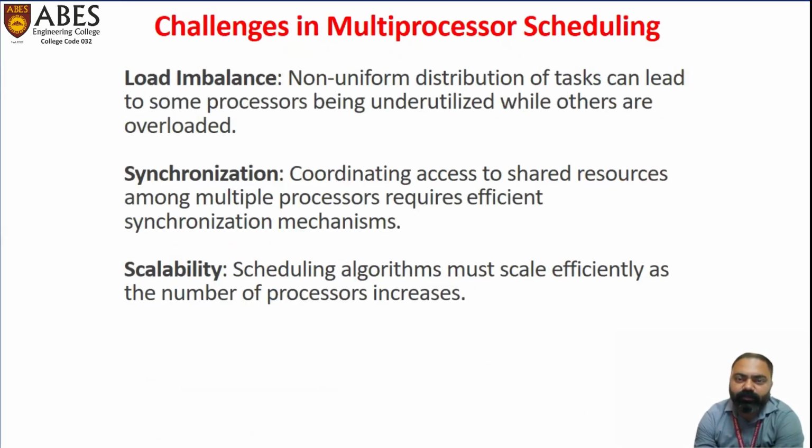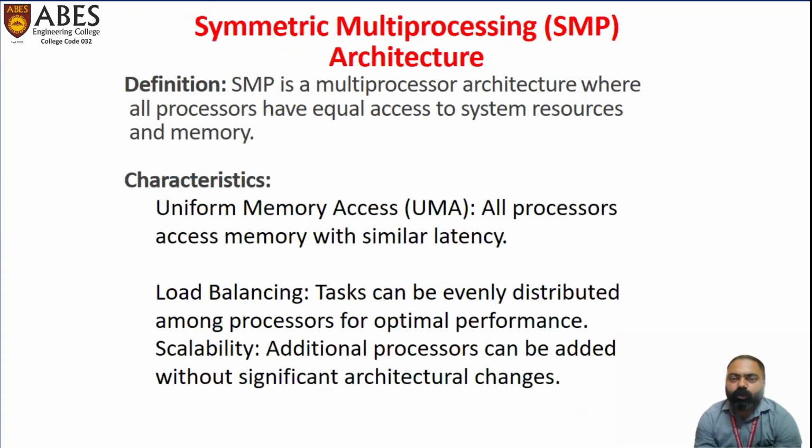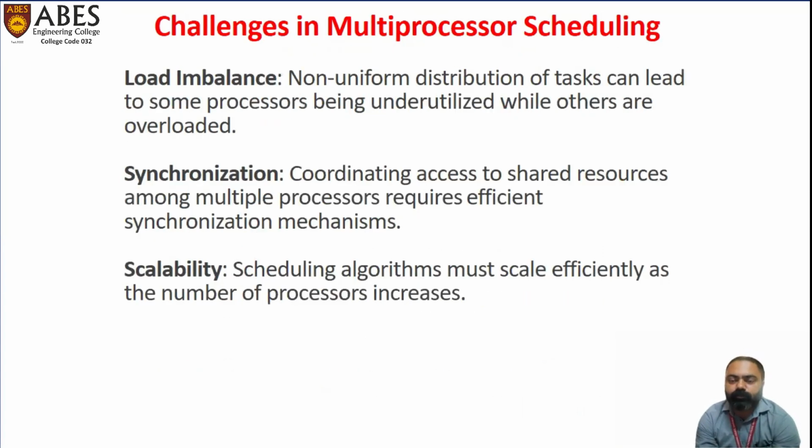Load imbalance, synchronization, scalability. If we are doing such type of things, then there can be problems with it. So, load imbalance: non-uniform distribution of tasks can lead to some processors being underutilized while others are overloaded. Second one is synchronization. Coordinating access to shared resources among multiple processors requires an efficient synchronization mechanism. Third one is scalability. Scheduling algorithms must scale efficiently as the number of processors is increased.